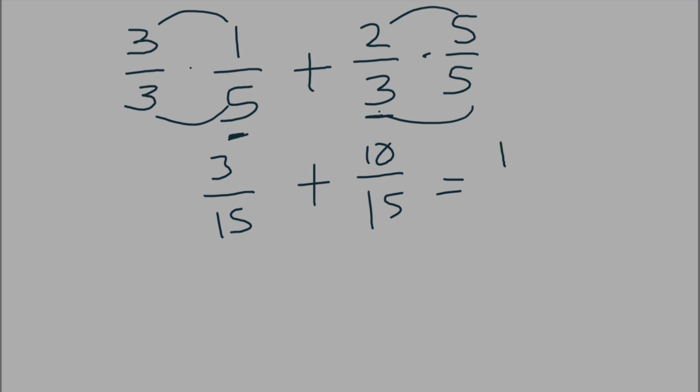So 3 plus 10 is 13. We never add the denominators. So the denominator is going to stay 15. Okay, so our final answer is going to be 13 over 15.